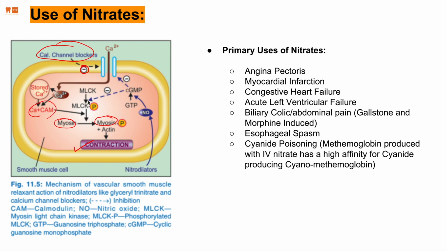But how does myosin actually get activated? It is cGMP that interferes in this process. Now, nitrodilators turn into nitric oxide. Nitric oxide increases cGMP. cGMP provides a negative action to this myosin light chain kinase reaction and also produces a negative effect towards the calcium influx. Therefore, no contraction. Fair enough?